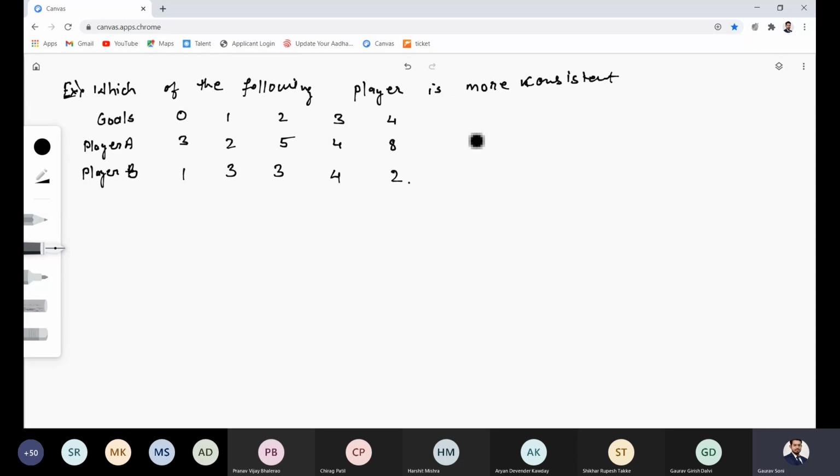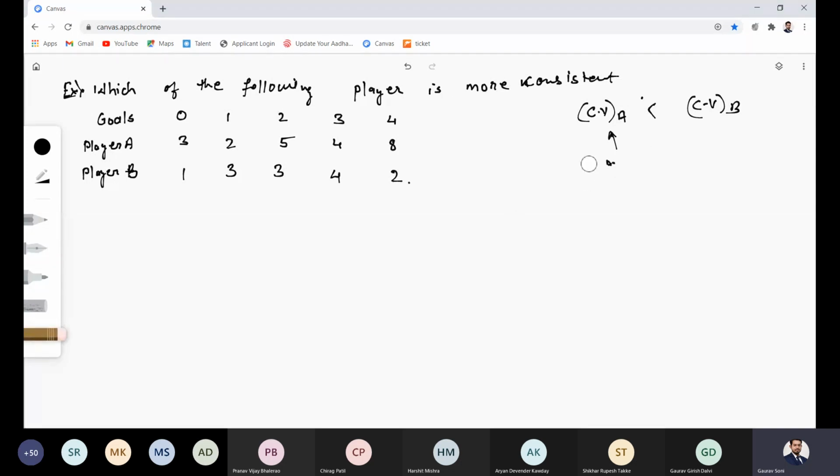So we have two players and the number of goals they have scored in the previous matches. So player A and player B, two players, I am comparing and I am checking out which one is more consistent. For that, I will have to find coefficient of variation of A and coefficient of variation of B, and see which one is greater, which is lesser. So if coefficient of variation of A is less than coefficient of variation of B, then I will declare A is more consistent in that case.